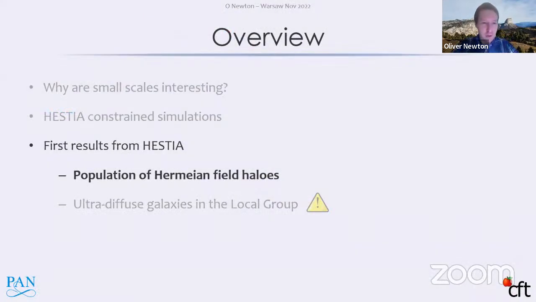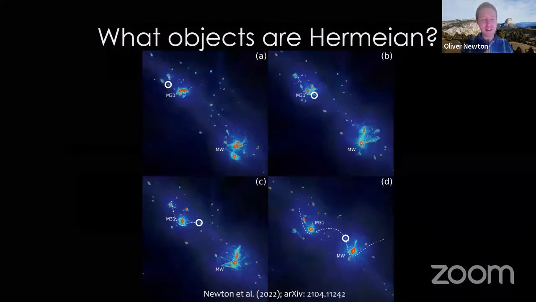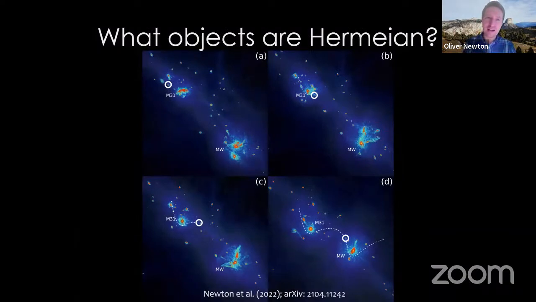So I'll start going through the results. The first one, which I glossed over, I'll introduce you to a population of what we're calling Hermeian halos that sit in the intra-host halo space, or intra-host galaxy space of the Local Group. They are low mass galaxies that have passed through the Milky Way and M31 and have disappeared out into the field by redshift 0. So it's a very simple definition.